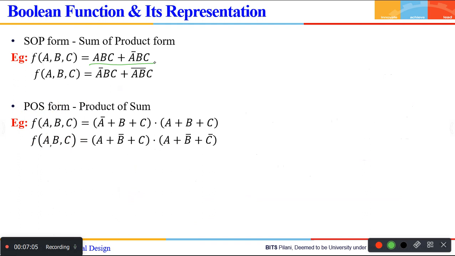Right. Now, next one, product of sum. You will have sum in one entity, and then you have product of.